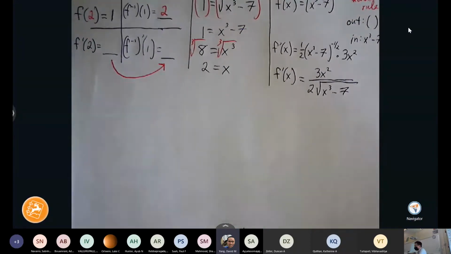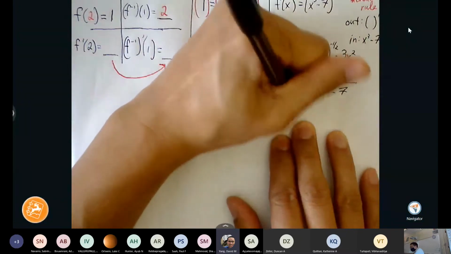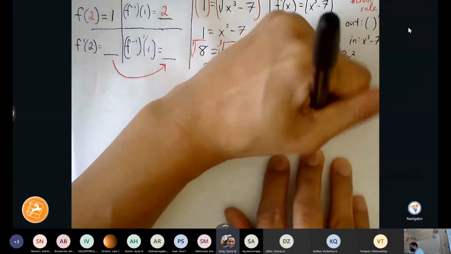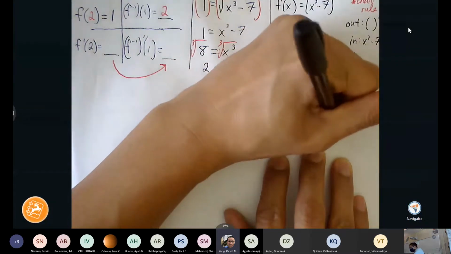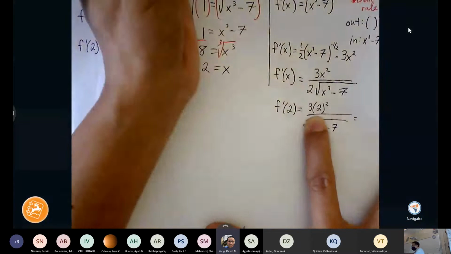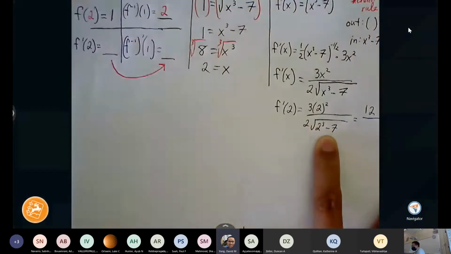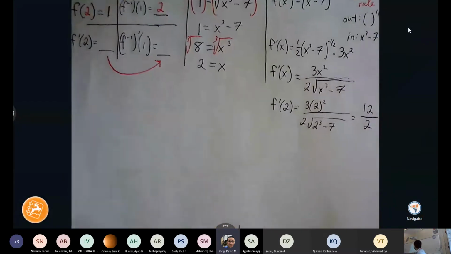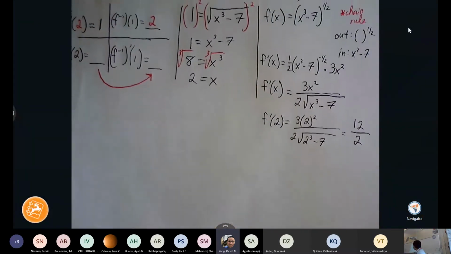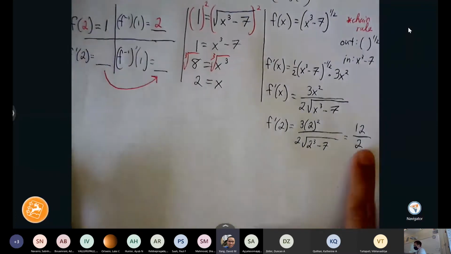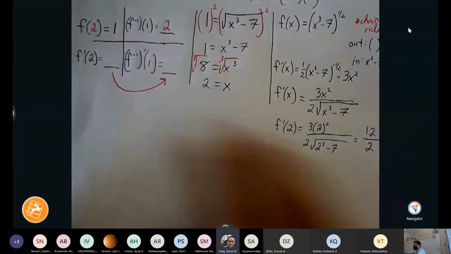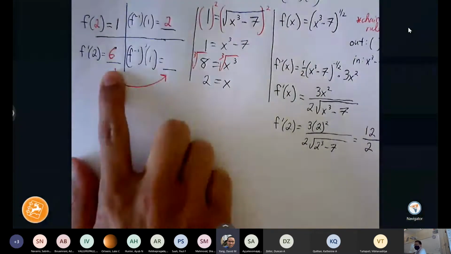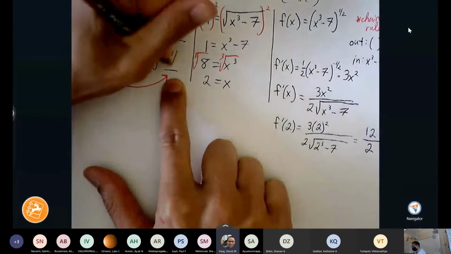I'm going to find the slope of the f graph at 2. Three times 4, that's 12. 8 minus 7 is 1. Square root of 1 is still 1. 1 times 2 is 2. So my slope ends up being just what? 6. So if my slope of the f side of things is 6, then the slope of my inverse side is going to be 1/6.